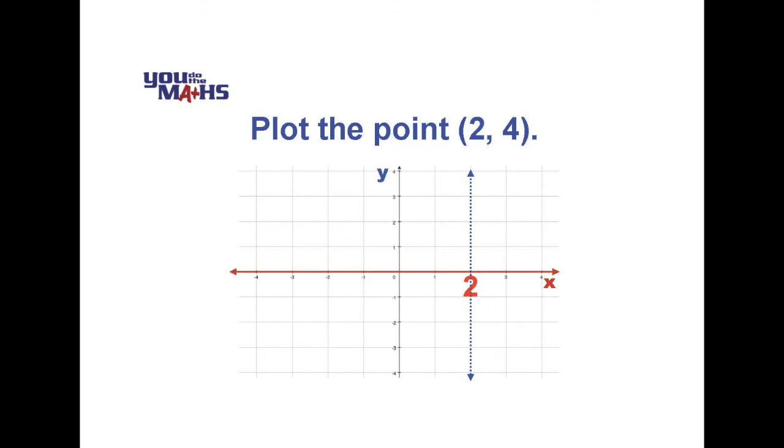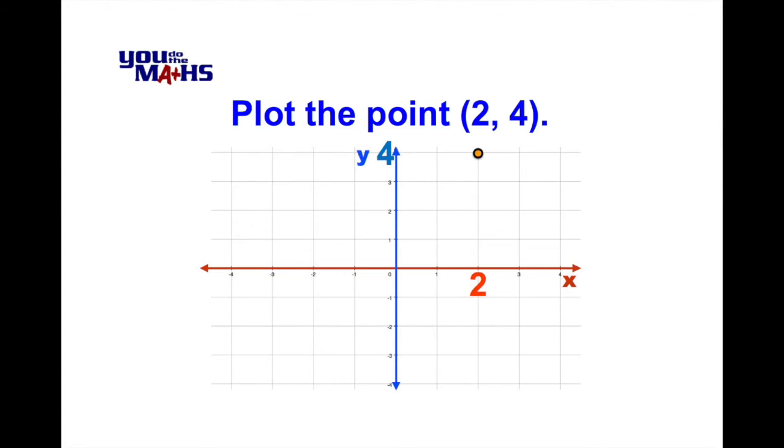Now we need to move up or down. Now 4 is a positive number, so that means that we're going to move upwards to match where 4 is on the y-axis. Once we've found the position that's level with 4 on the y-axis, we put a dot. And what we've done is indicated where the point 2, 4 is on the Cartesian plane.